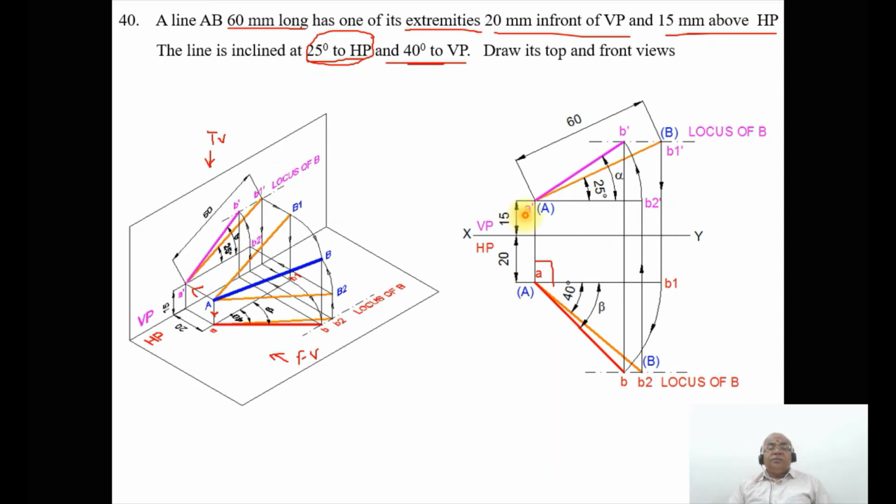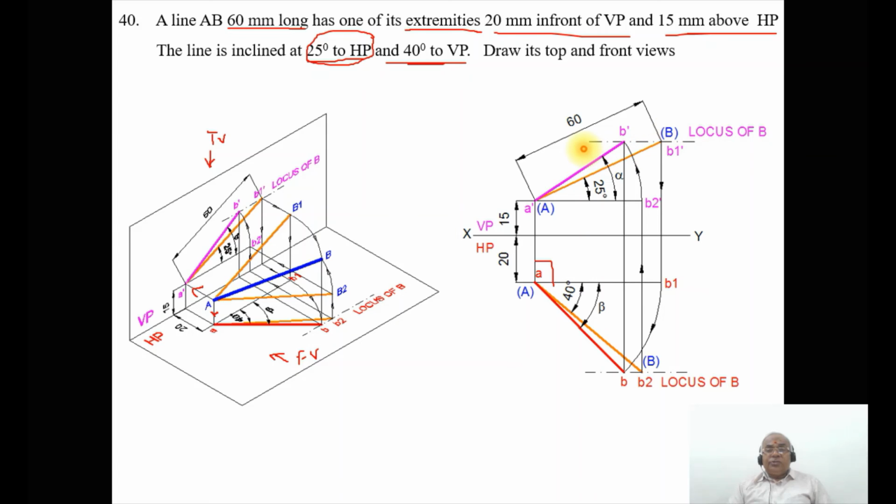So with A dash as center, taking a radius of 60 mm using the compass, we cut an arc on that 25 degree line and mark this point as B1 dash. Similarly, with the same radius and A as center, cutting the 40 degree line, you get this point, and you mark them as B1 dash and B2. And you write capital B here and capital B here.